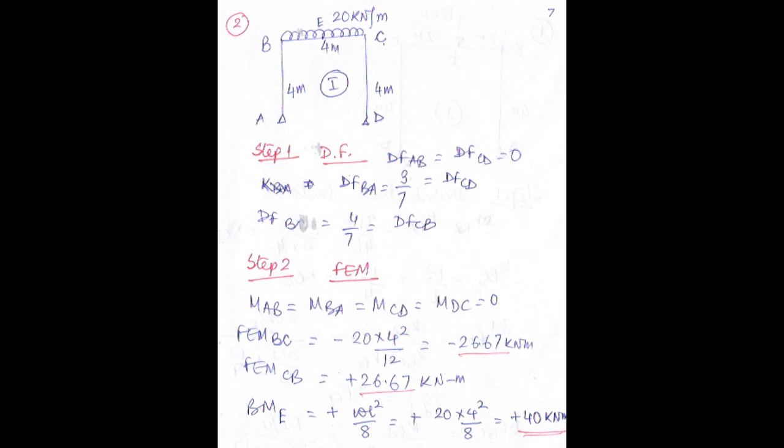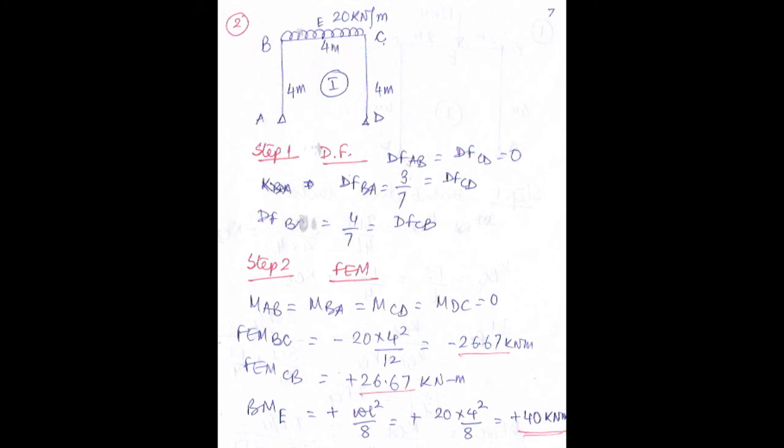Let us solve another problem. So the question is, analyze this portal frame and draw the BMD and find the support reactions. As you can see, the first step is to find out the distribution factor. If you remember the previous problem, I have taken the same data, the same values: 4 meter, 4 meter, two columns of 4 meter and the horizontal span is also 4 meter. So the distribution factors, the first step, we have already found out, 3/7 and 4/7, as you can see over here. Now let us start from the next step.